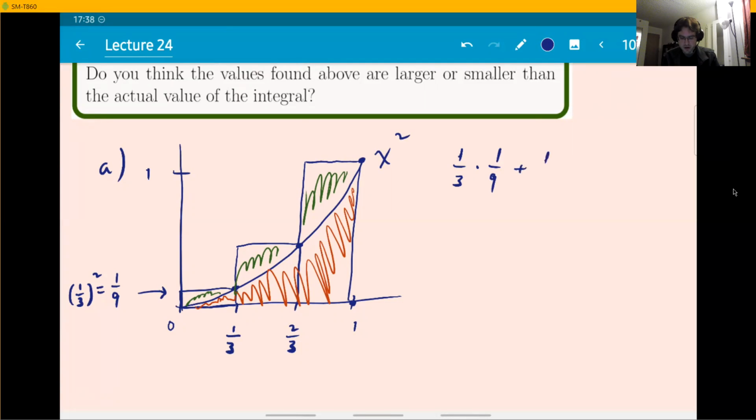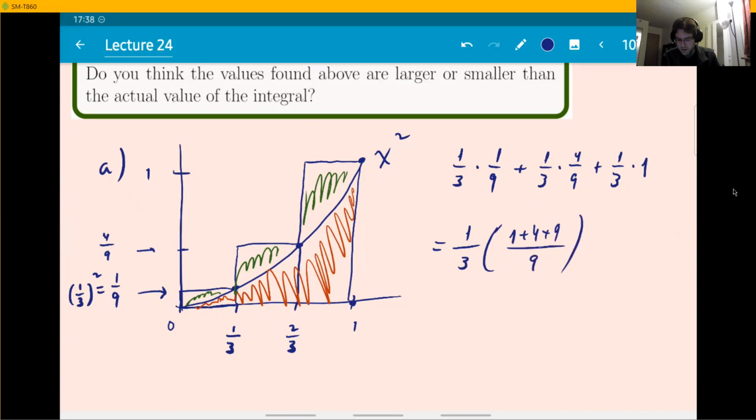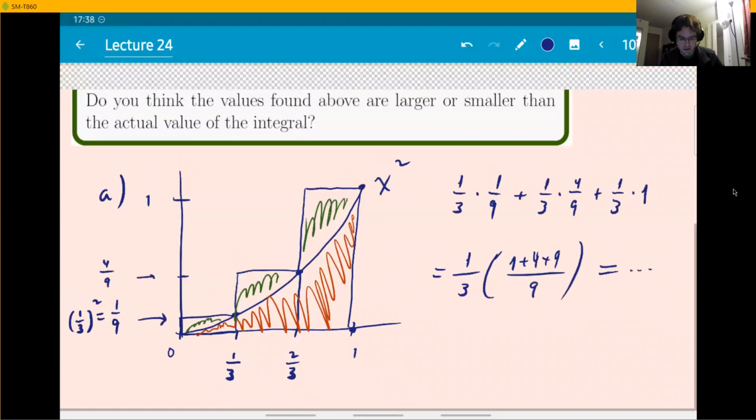Second rectangle has an area of f of 2/3, which is 4/9. And the last one is 1. Okay, so you just add up all of this. You can put 1/3 in front. You're going to have 1 plus 4 plus 9 over 9. Once again, whatever this number is, this is the answer to item A.